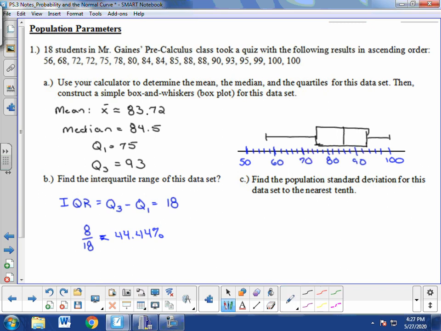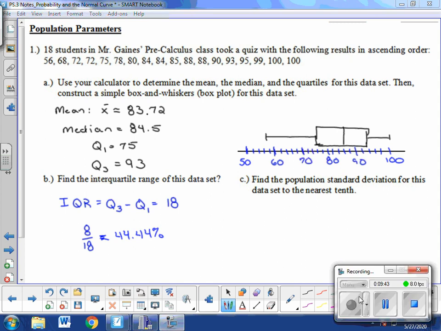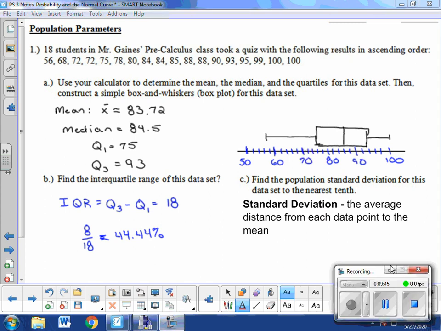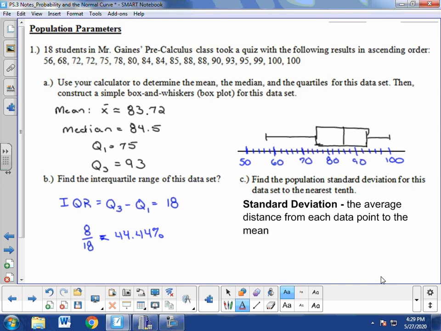Another thing that we can find is what we call standard deviation. And this may be a new term to you, so I have a definition up here on the screen. So standard deviation is the average distance that a point or every point lies from the mean. So our distance between the lowest point and the mean, so the distance between 56 and x bar, and the distance between 100 and x bar, and then 68 and x bar, and the other 100 and x bar, and so on and so forth.